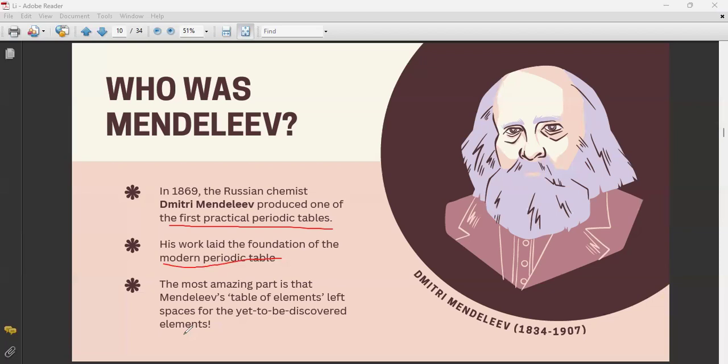Like for gallium, he gave the name Eka-aluminium, and for germanium, he gave the name Eka-silicon. So we can see it further. I'll show it further. No one had done that before. So that was the amazing part which was done by Mendeleev in his periodic table.